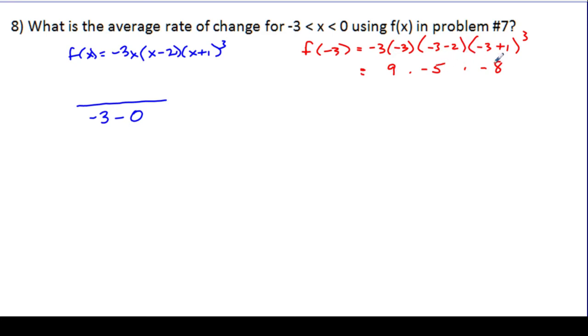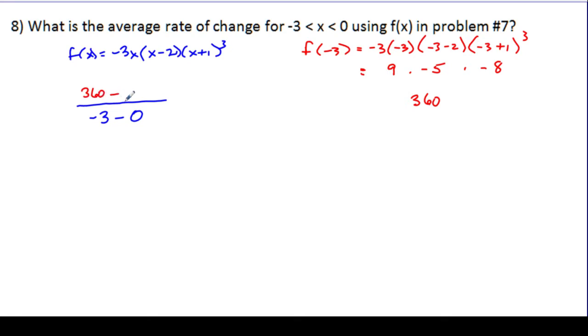Well, -5 times -8 looks like 40, positive 40, right? And 40 times 9 is 360. So I'm going to say when I plug in a -3, I got back a 360. I'm going to put that answer right above -3.